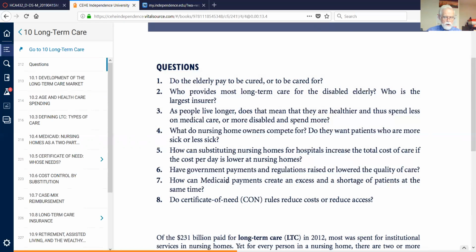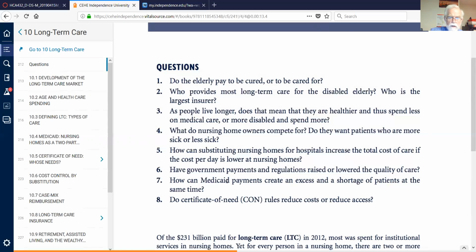We have no cures, for instance, for arthritis. We have treatments that can make life better. We have no cures for things like Alzheimer's disease. So the elderly are being cared for, but how we do that is very, very interesting.